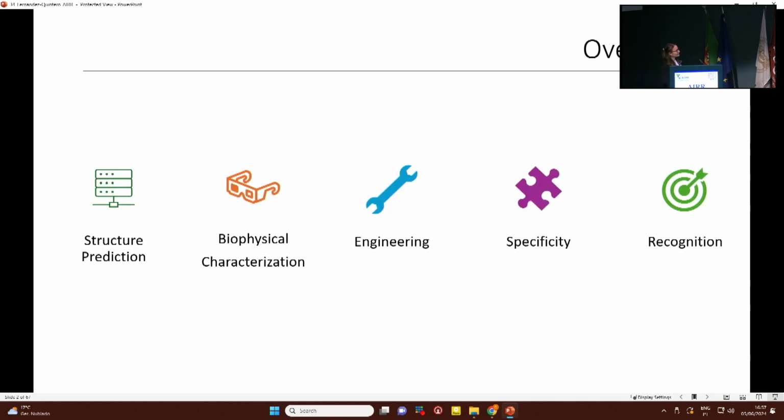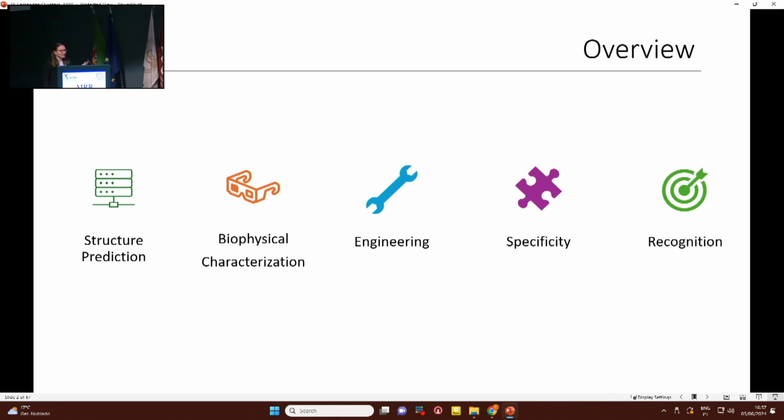What I will be covering today are a lot of different important aspects when looking at antibody engineering and design. On the one hand, I will be focusing on structure prediction. On the other hand, I will try to give an insight on biophysical characterization of antibodies as well as antibody engineering and how all this applies to specificity and consequently antibody-antigen recognition.